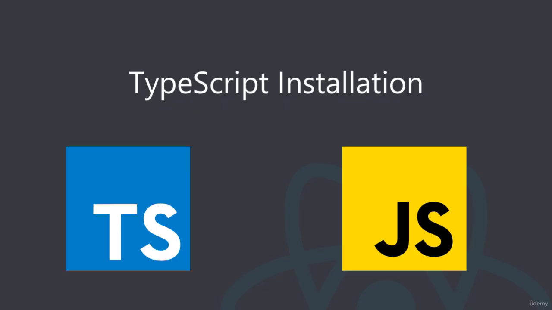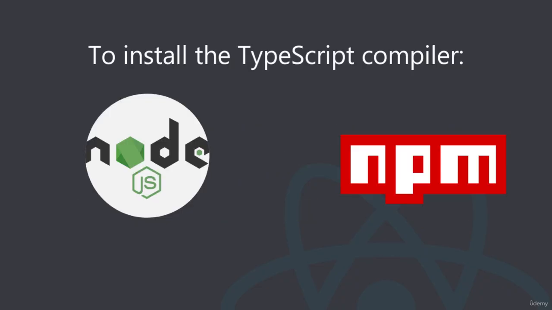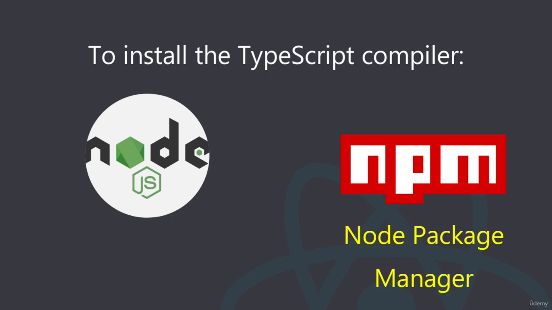So in this section, we will see how to install TypeScript. TypeScript will be converted into JavaScript first as the browser needs to run JavaScript. When I say installing TypeScript, it means we are installing the TSC, that is the TypeScript compiler. Now to install the TypeScript compiler, first we have to install Node.js, as we need the npm, that is the Node package manager, to install TypeScript compiler.